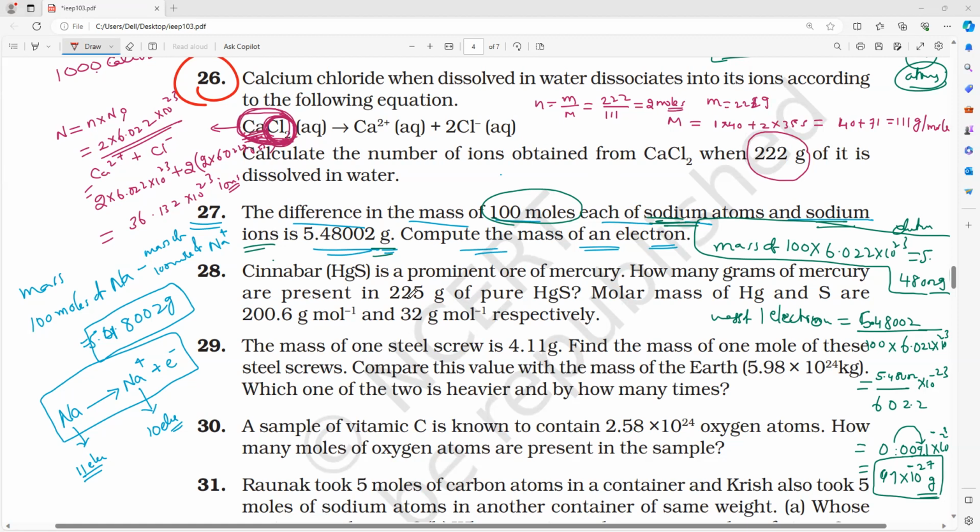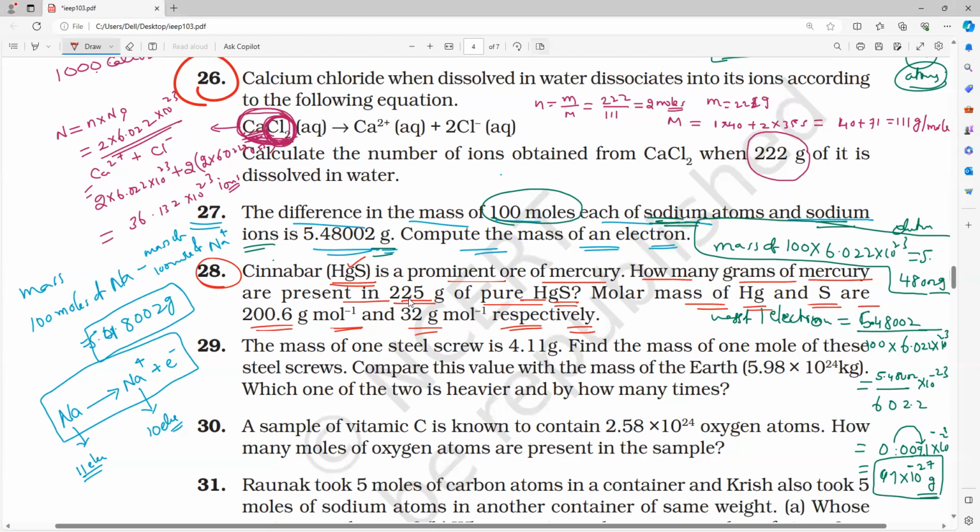Okay. Next question is also a similar thing. Cinnabar is an ore of mercury, a prominent ore of mercury. Next year in 10th also it will come. How many grams of mercury are present in 225 grams of pure HgS? The molar masses of mercury and sulfur are 200.6 gram per mole and 32 gram per mole respectively.